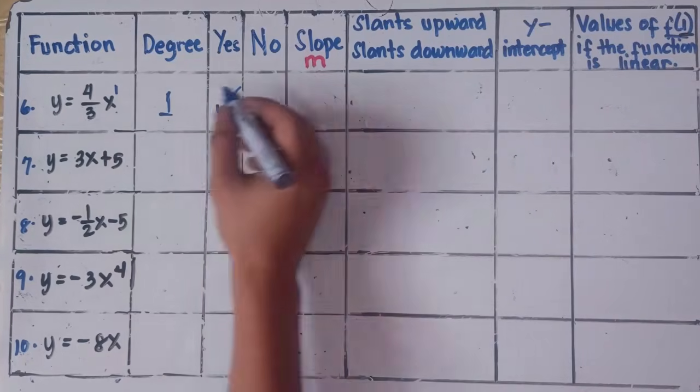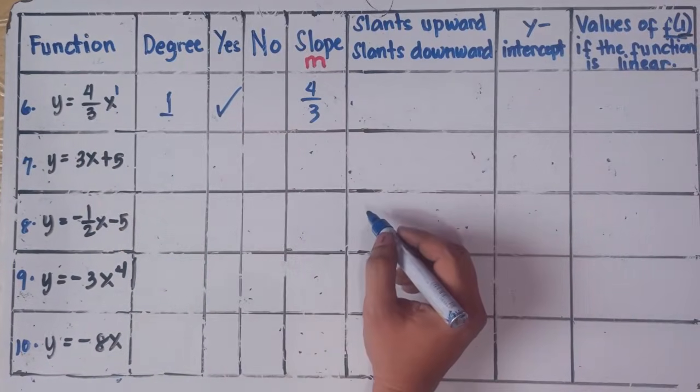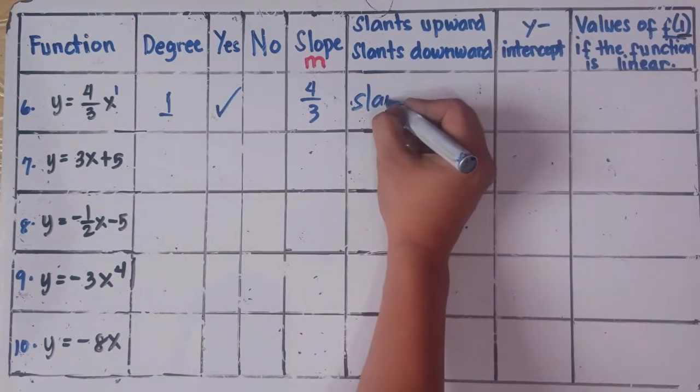Alright, so the slope is 4 over 3. So the slope is 4 over 3. So we have a positive slope. Therefore, it slants upward.